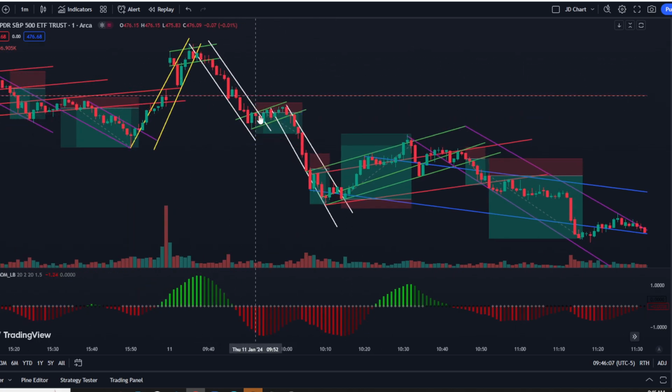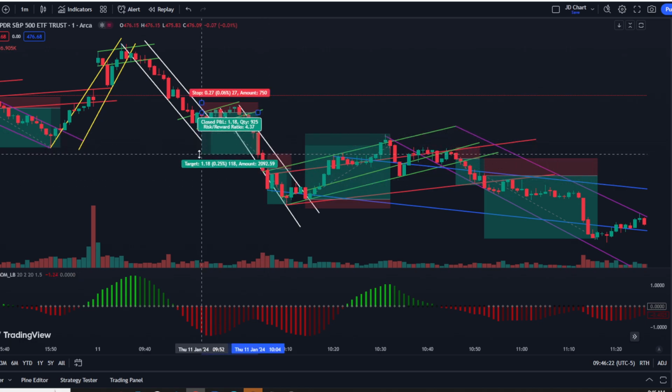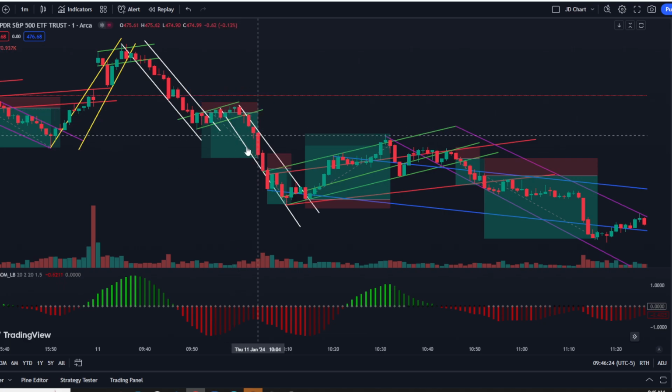I didn't enter here. I could have entered here, but I didn't, okay? I wait for that control algo to come in, more secure. And once it rejects that green algo, that's a nice entry. Boom, enter. Take it down, okay? I probably close most of my contracts after this candle. That's enough profit. You don't have to stick it out, okay?